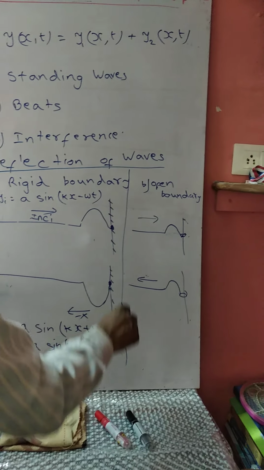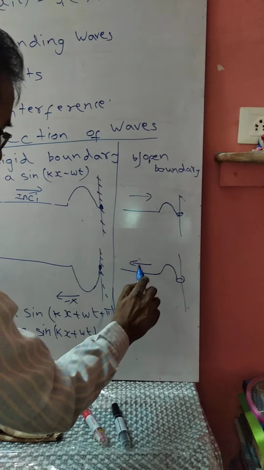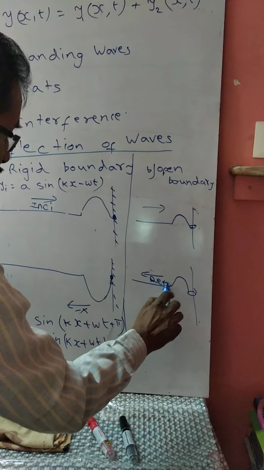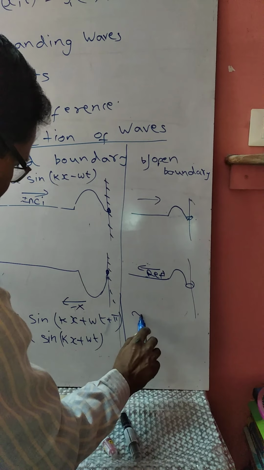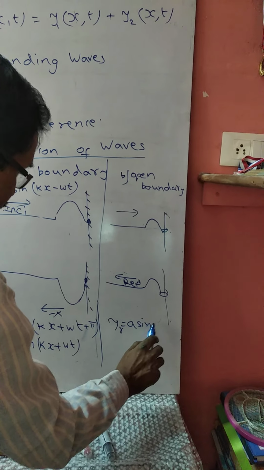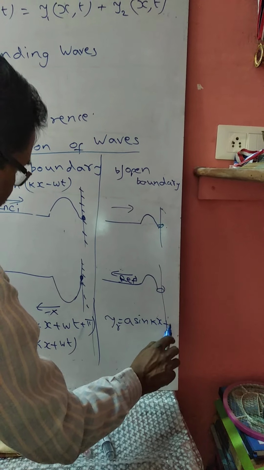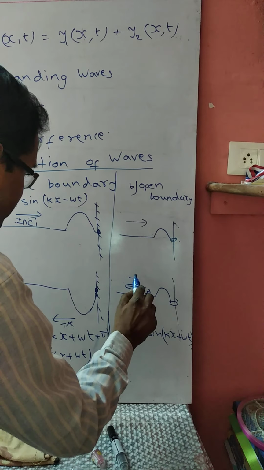The incident wave is the same here also, but the reflected wave at the open boundary is represented as y_r equals a sine(kx plus omega t), since it is traveling along the negative x direction.